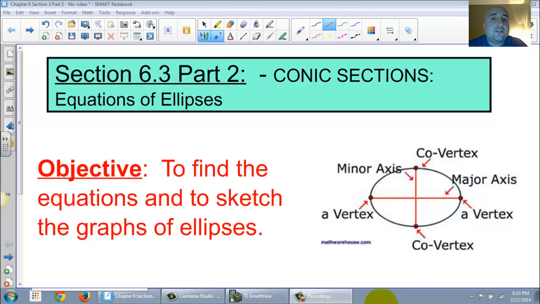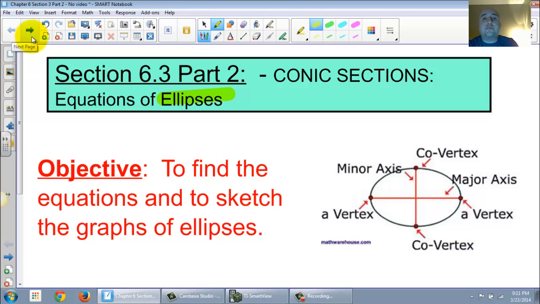All right, welcome to section 6.3, part 2. We're still talking about conic sections, and we are still in the section that is talking about ellipses. Remember, ellipses are the ovals. The only difference between this part and part 1 is that we're going to do a little more challenging problems in this part of this section. We've already done the basic introduction problems. Now we're going to get a little bit deeper into the material.